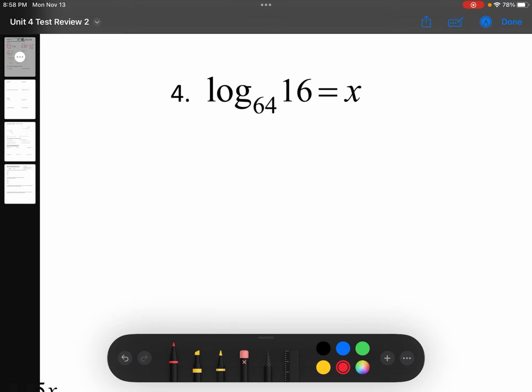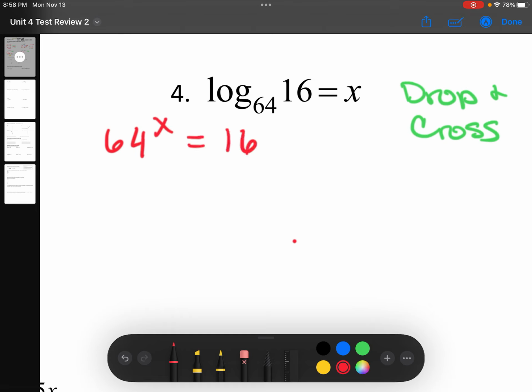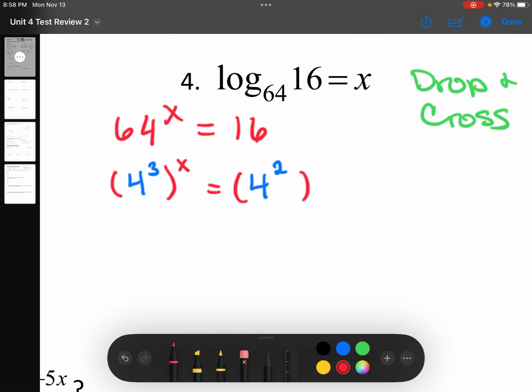So let's look at 4. We have log base 64 of 16 equaling x. I'm going to drop and cross this to get this into a good form. So 64 to the power of x will equal 16. Now, we want the same base on each side. And 64 and 16 are both powers of 4. 64 is 4 to the power of 3. 16 is 4 to the power of 2.